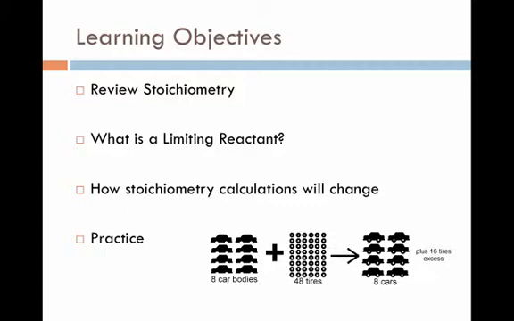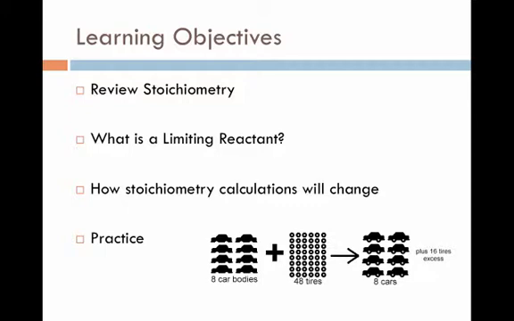We'll then identify what a limiting reactant actually is. It's again just an application. It's a stoichiometry problem with a little bit of a twist. Most importantly, probably in the video, we'll talk about how stoichiometry calculations are going to change. What are you going to do differently now that we're rolling in this idea of limiting reactants? And then finally, as always, we'll wrap up with a little bit of practice.